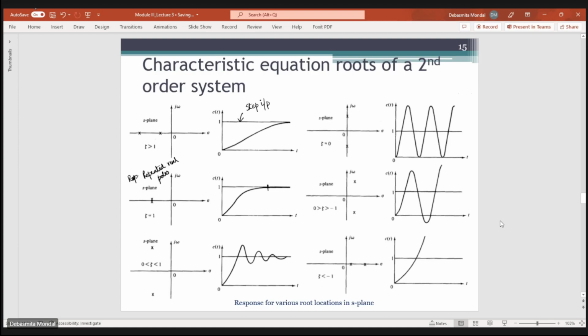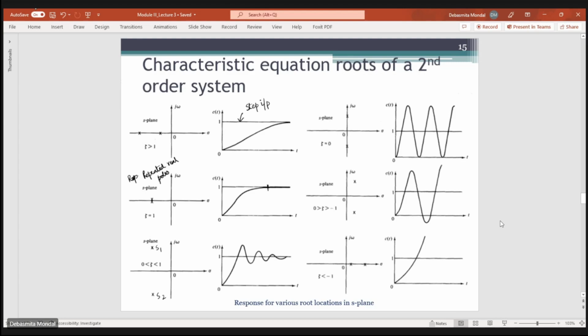Now, if you have an underdamped system, that is the value of zeta lies between 1 and 0, that means there will be a pair of complex conjugate poles. There is one pole over here and the other pole lies over here, so this is S1, this is S2. In this case, you will have some oscillations in your system, but these oscillations will slowly die down because of the negative exponent present in the time response.